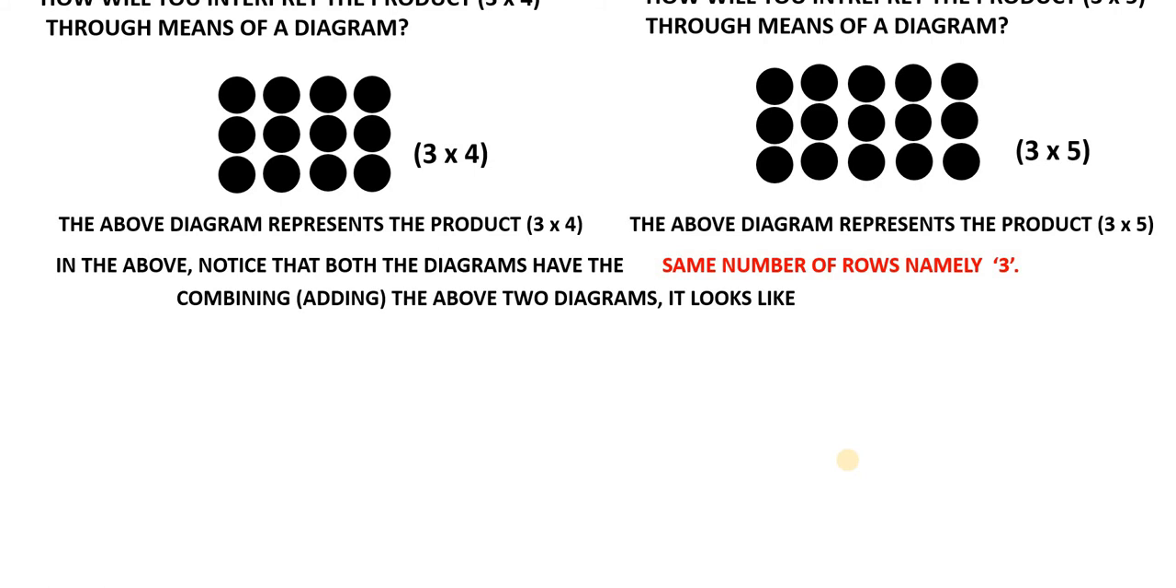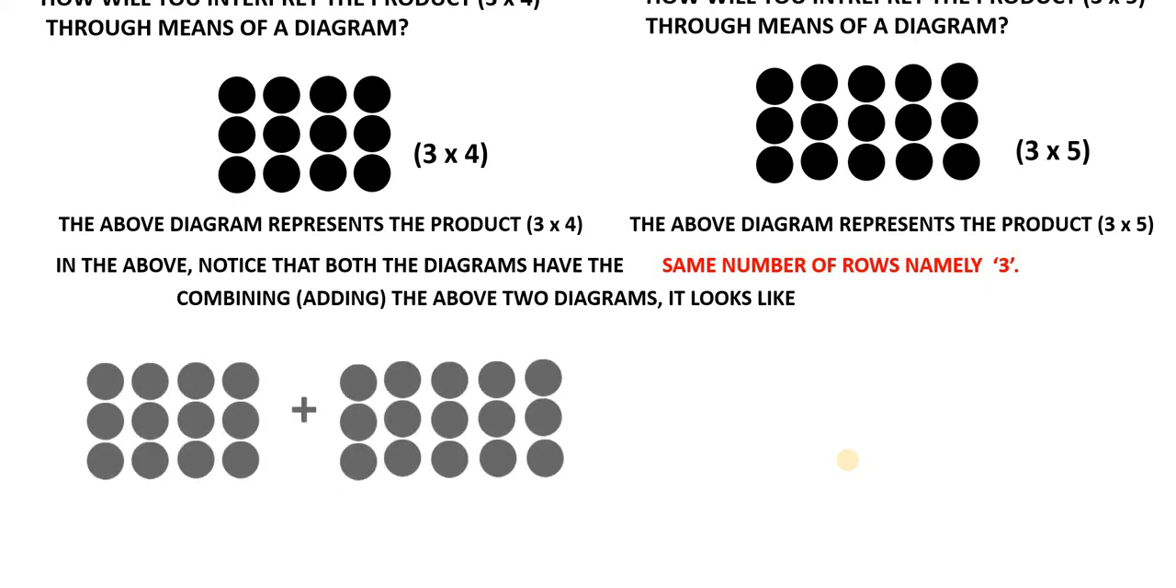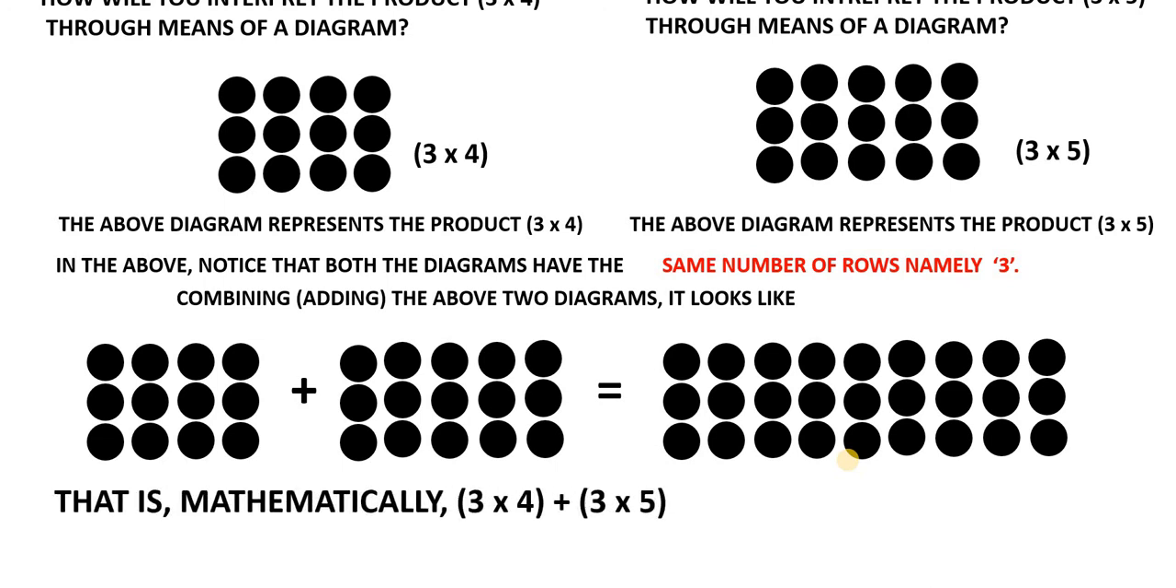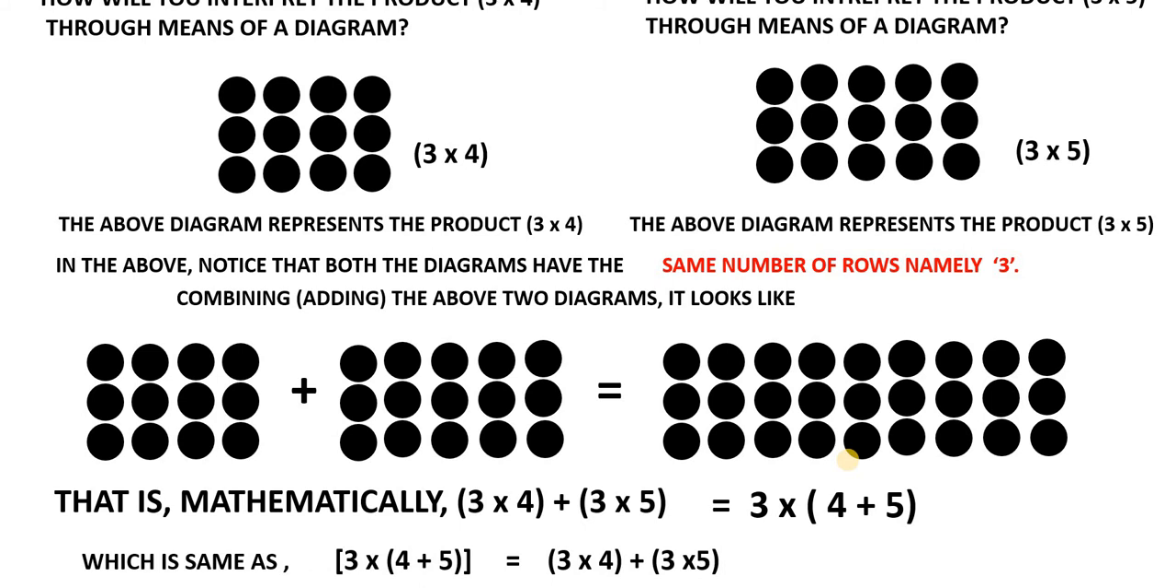So combining, or mathematically you say adding, the above two diagrams, it looks like these two are combined. After combining, it becomes something like this. That is mathematically 3 multiplied by 4 plus 3 multiplied by 5 is equal to 3 multiplied by (4 plus 5). So it is 9, but we are not explicitly writing it. It is the same as 3 into (4 plus 5). We have taken specific numbers 3, 4, 5, 3 into 9, and then we have just tried to represent it and make an understanding about it.